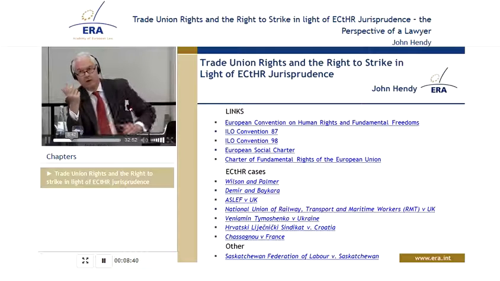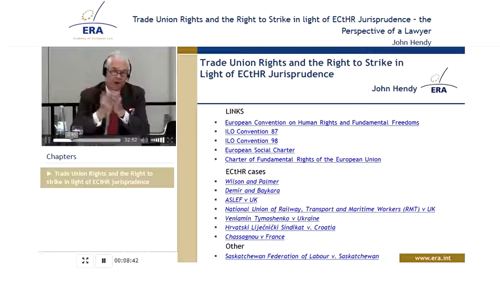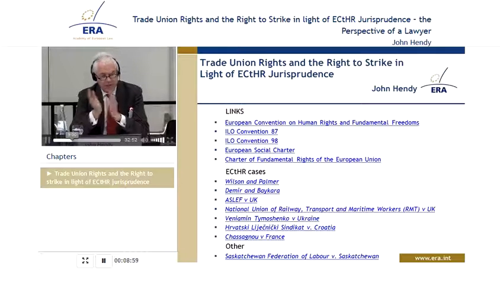Demir and Baykara, of course, was on collective bargaining. It's curious that over the last 7 years since the decision in Demir and Baykara, there have actually been no further decisions on collective bargaining itself in the European Court of Human Rights. And that is curious because, as I said at the beginning, I don't think it's controversial.